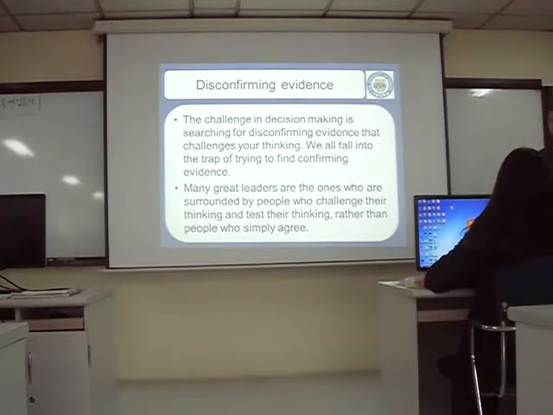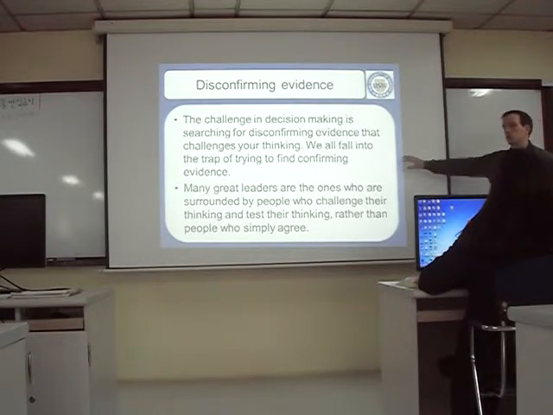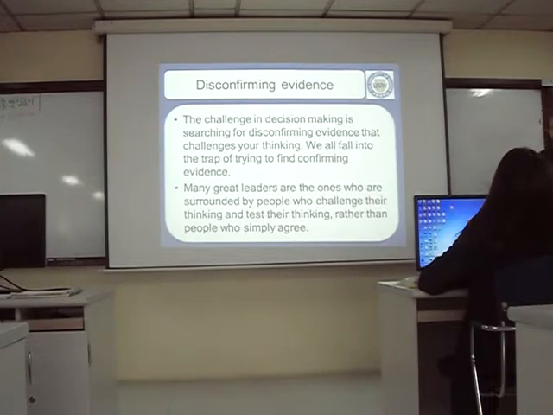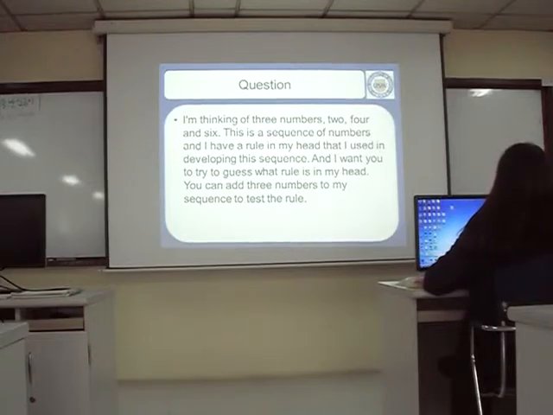Okay? One problem in the financial crisis, the people who were making decisions were all 45-year-old white men who went to the same universities. Okay? Then nobody is making the disconfirming evidence. Everybody is just saying, yes, that's right. Okay? So, that's one way we can avoid this problem.